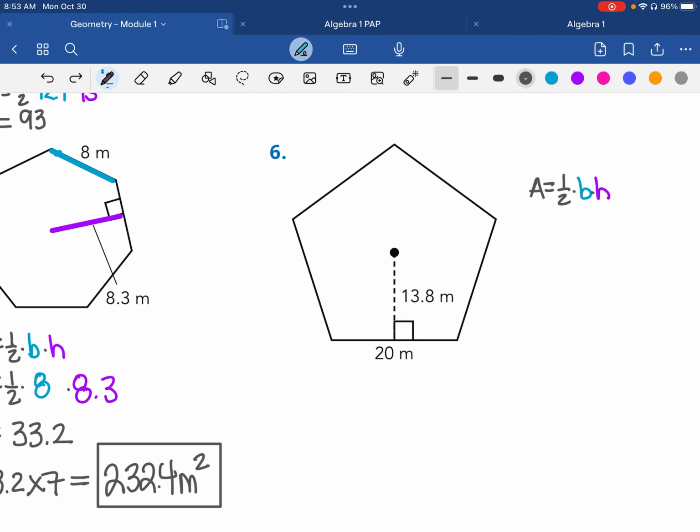The second hint I'm going to give you is that this polygon has 5 sides or 5 triangles. And the last and final hint is the base and the height.